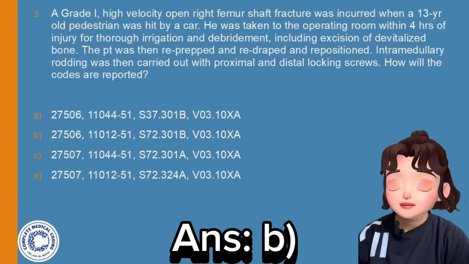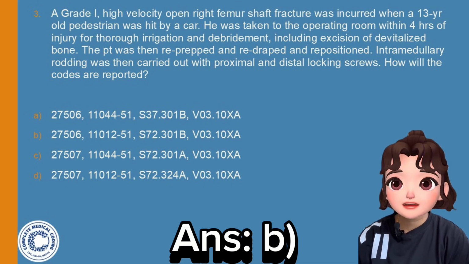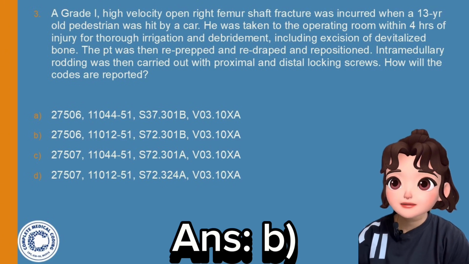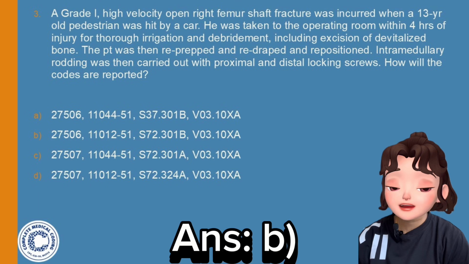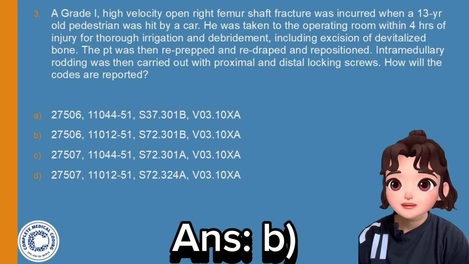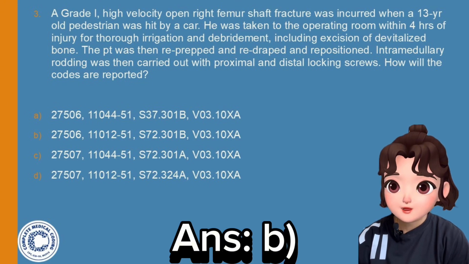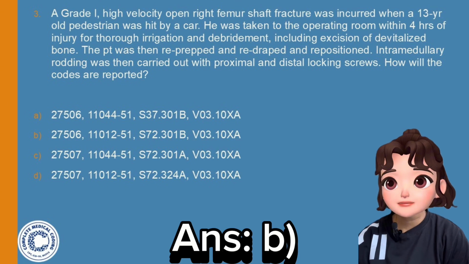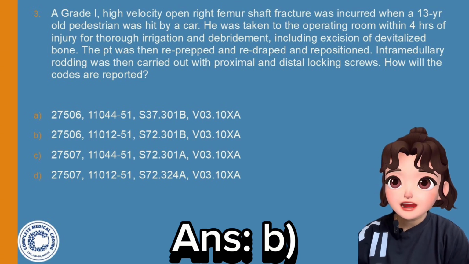What is the ICD code? S72.301B. S72.301B. Unspecified fracture of shaft of right femur, initial encounter for open fracture type 1 or 2. It's clearly mentioned as such in the question. This is an open fracture, grade 1, means type 1. And it happened in the shaft of right femur. Right femur shaft fracture. So, this is the correct ICD code, S72.301B, unspecified fracture of shaft of right femur, initial encounter for open fracture type 1.